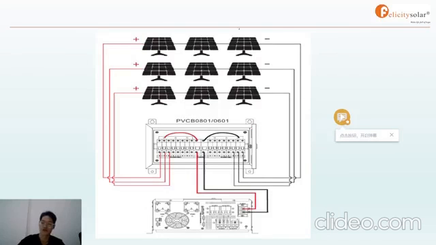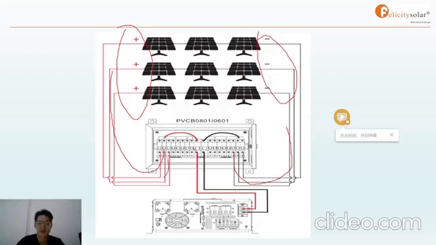And also, it's the same. All the positive and negative terminals are connected from there to there, and converted to the PV input, positive and negative. But the PV combiner box is not always necessary for the system.